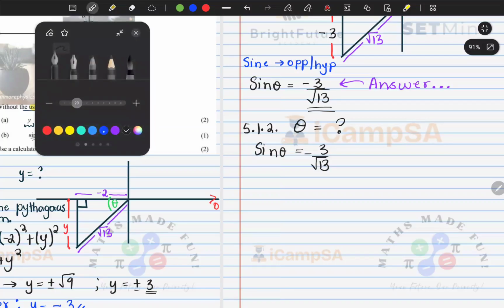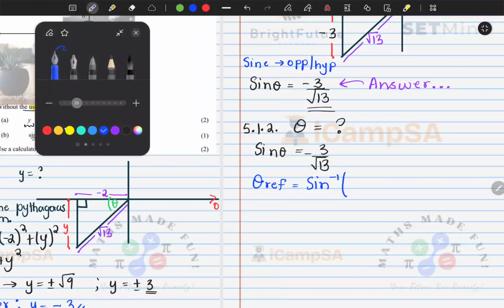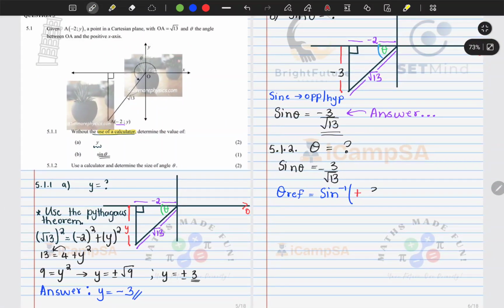So what we can do is find the reference angle. Theta ref. Remember with the reference angle, you just take the inverse of whatever trig ratio you have, but very importantly, you put in a positive. So it will be positive 3 divided by square root of 13. Let's go ahead and use our calculator and see what our theta ref is. Theta ref, all it is, guys, from your general solution, is your reference angle.